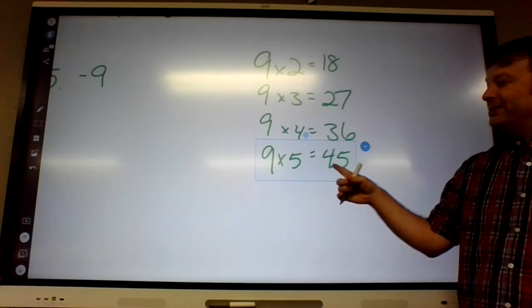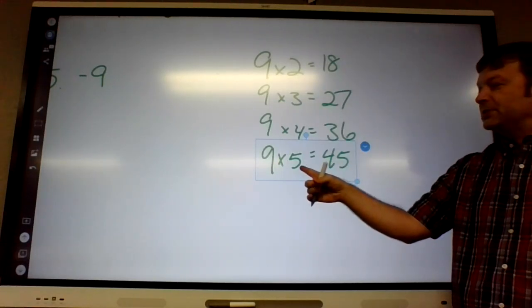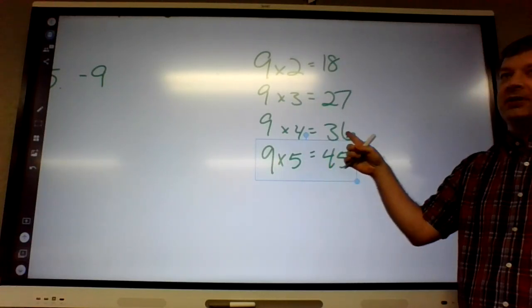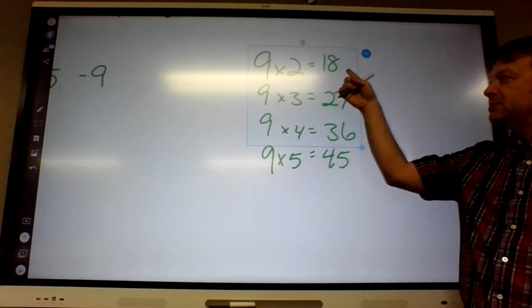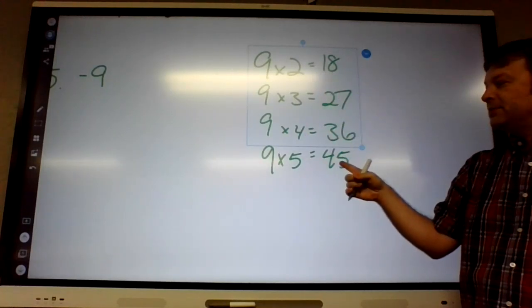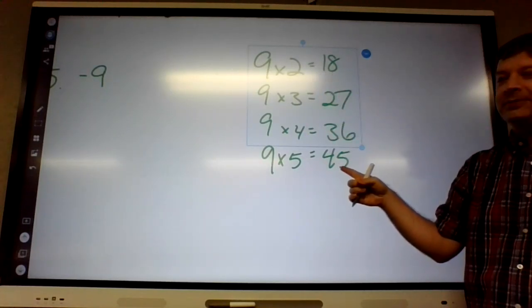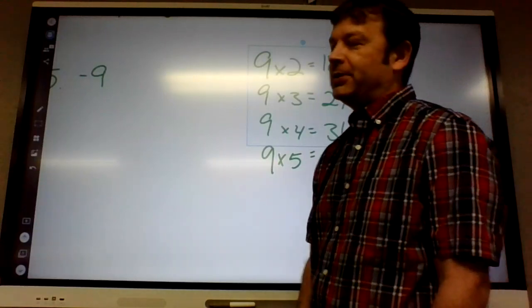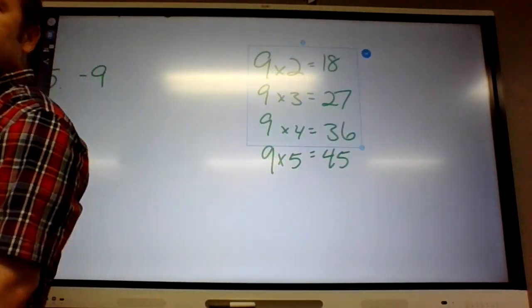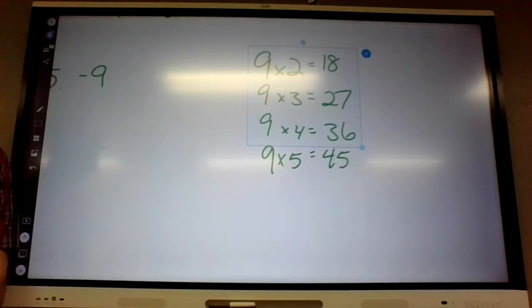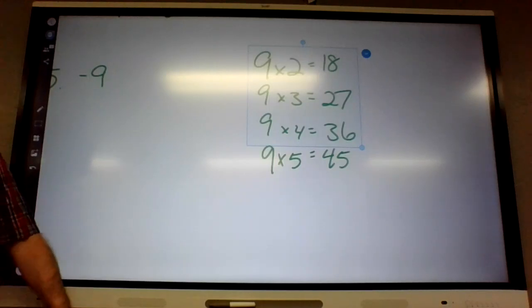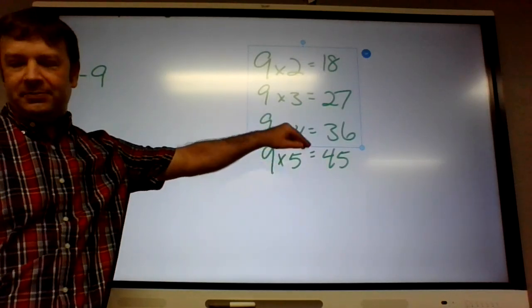The first digit is 1 smaller than this. And what do these 2 digits add up to? 9. You guys see the pattern? Anyway, you were always destined to be a math teacher. There's a finger trick too, but anyway, that works too.